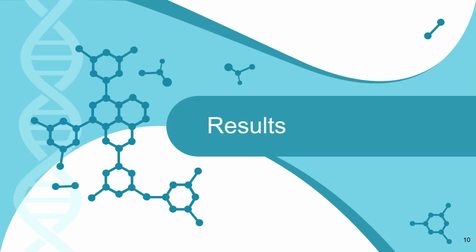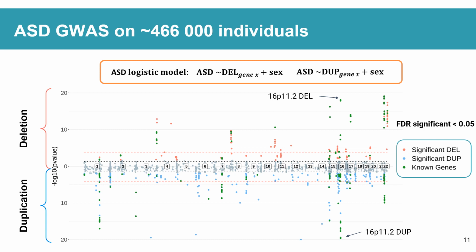So now we're going to look at the results. First, we performed our CNV GWAS for autism. We have the different models applied for deletion and duplication, and below we have the Miami plot where each point represents the estimation results of a gene. At the top, we have the results for the deletion and at the bottom for the duplication. We can see that we have different significant signals and that we found, in green, genes known from the literature.